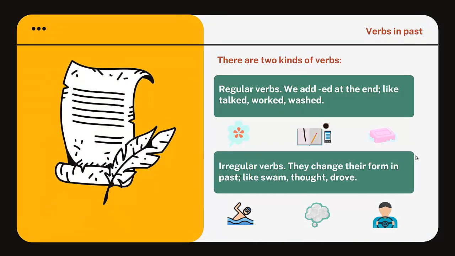To form the past tense, we need to understand first that there are two kinds of verbs. Regular verbs, where we add ed at the end in the past, like talked, worked, and washed, and irregular verbs. They change their form in past, like swam, thought, or drove.